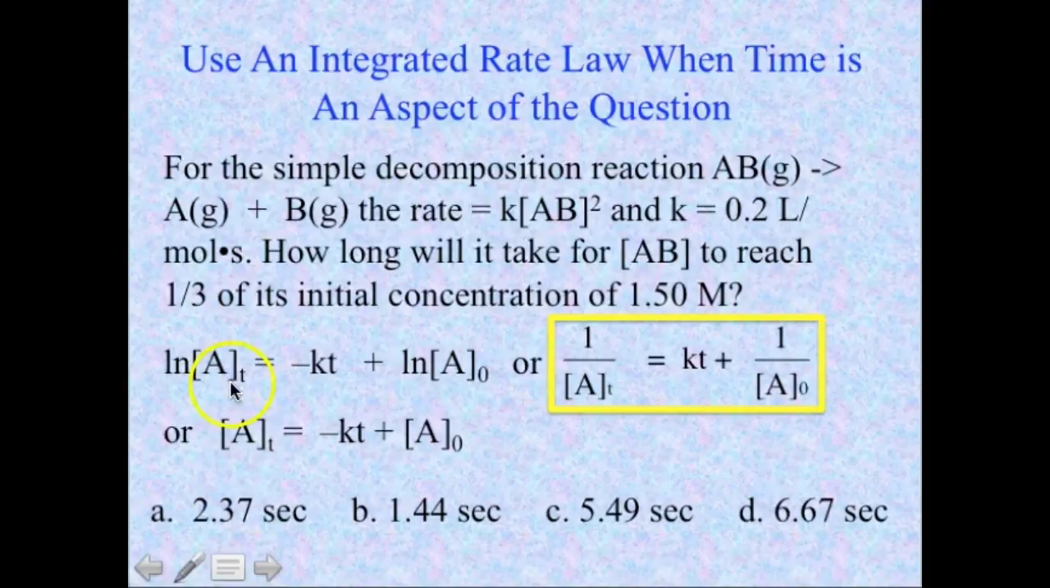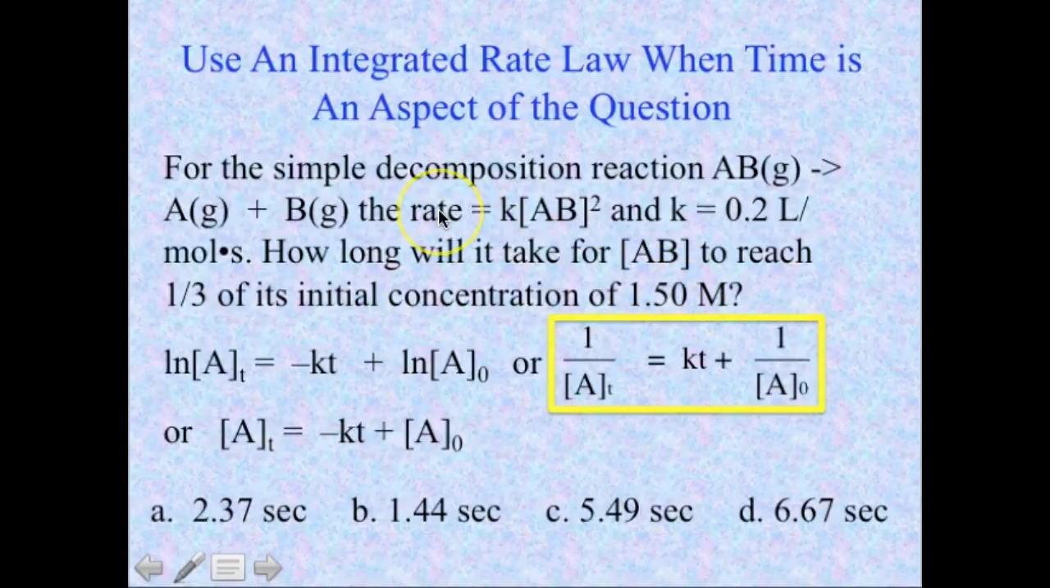So, for example, for the simple decomposition, AB decomposes to A plus B, the rate is K times the concentration of AB squared, and the rate constant is 0.2 liters per mole seconds. How long will it take for AB concentration to reach 1/3 of its initial concentration of 1.5 molar.